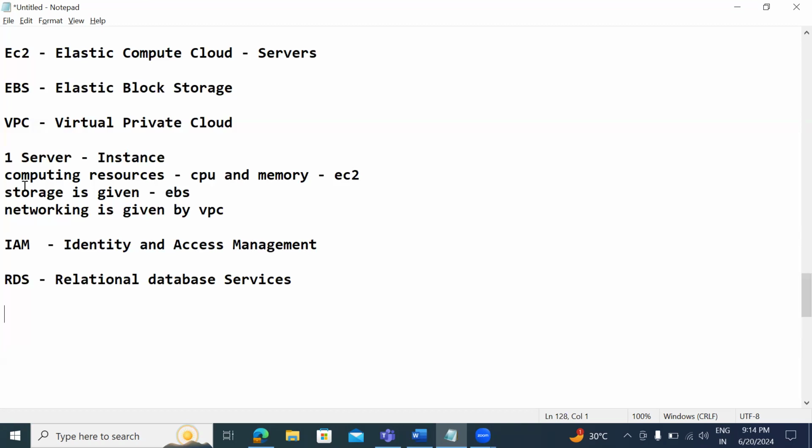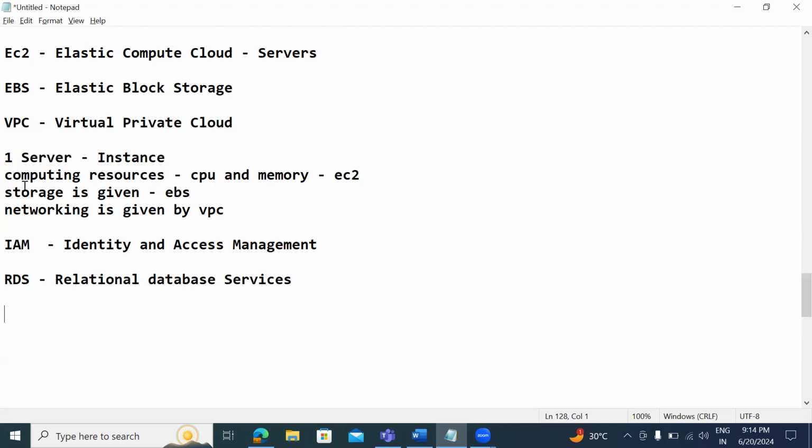Any doubts on this? So what are the 5 services here? EC2, EBS, VPC, IAM, RDS.